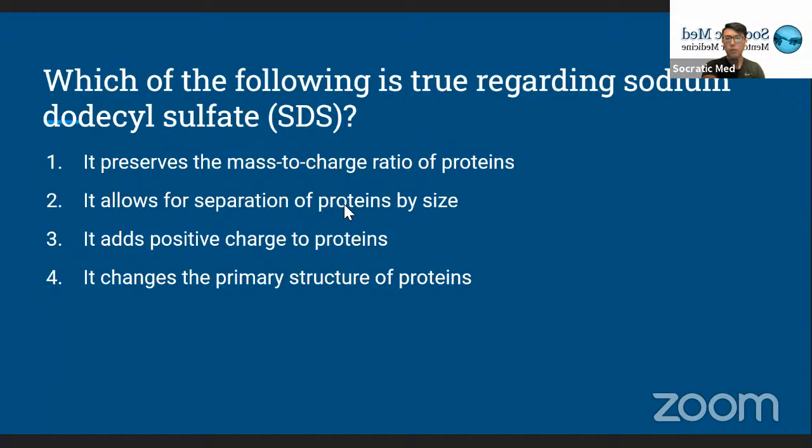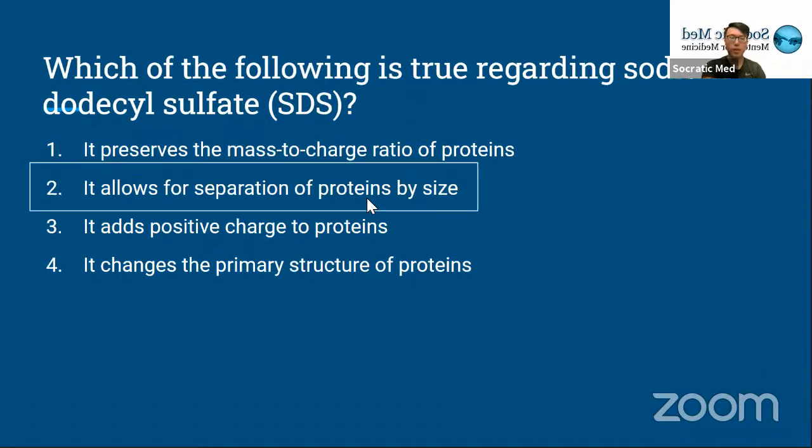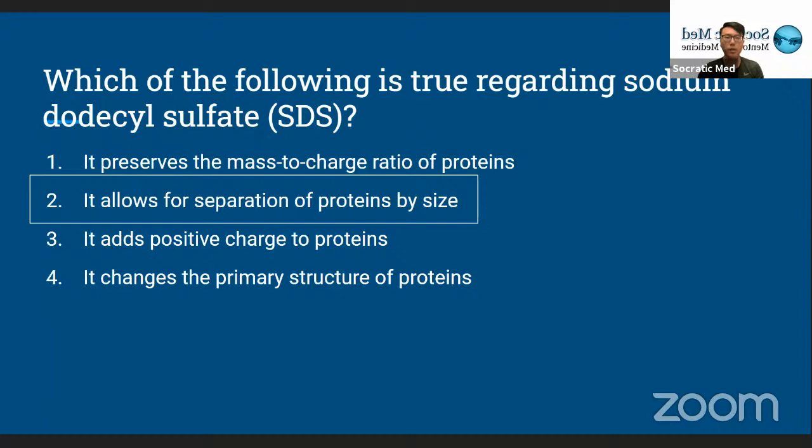Okay, most people chose choice D, but the answer is actually choice B. Choice A is incorrect because it doesn't preserve the mass to charge ratio. It changes all the charges of the proteins to negative charges, so it doesn't preserve the mass to charge ratio. Choice B is the correct answer because it does allow for the separation of proteins based on size alone, because it gives all the proteins a uniform negative charge. The proteins are separated based on size alone.